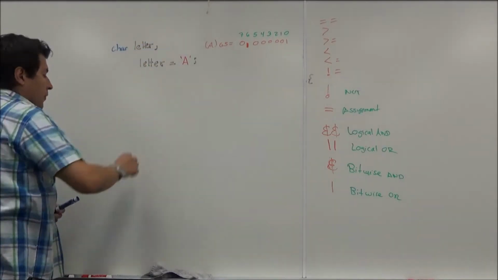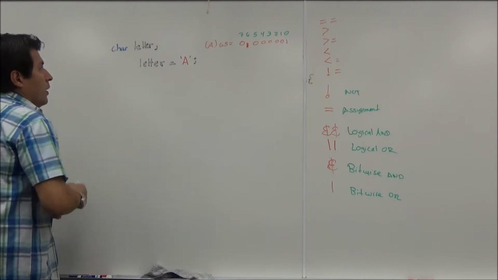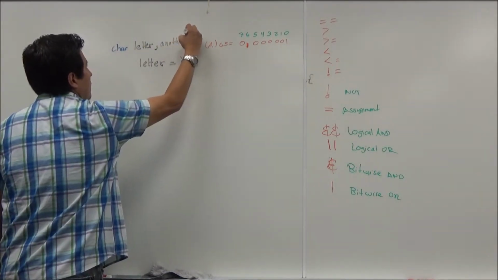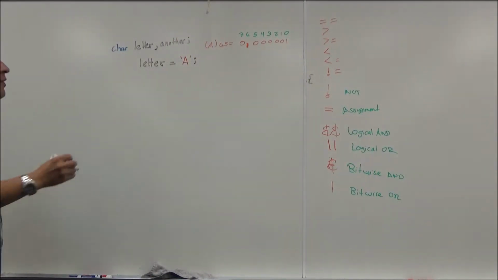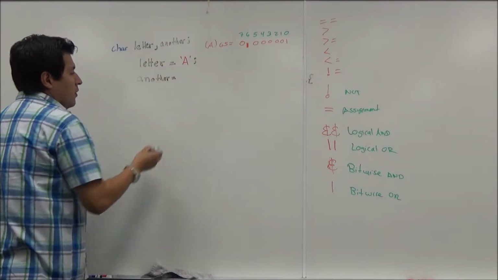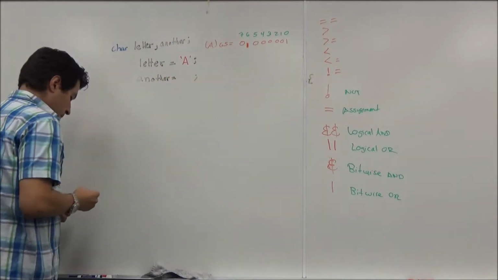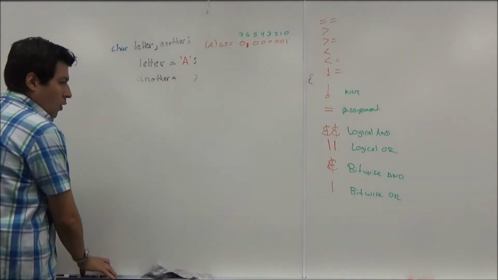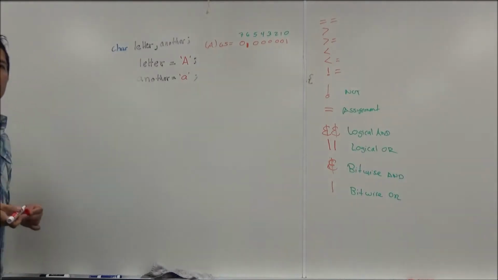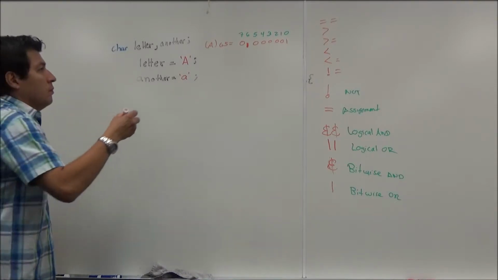Let's say instead of just one, I have another one, have a letter, and have another. In this case, another is going to be lowercase a. So in the ASCII value table, lowercase a is 97.